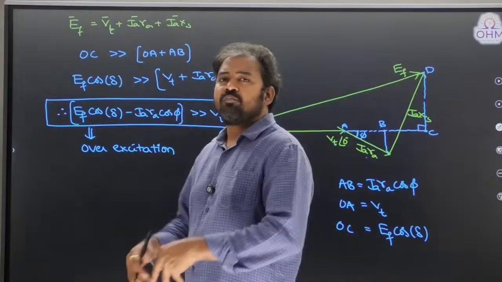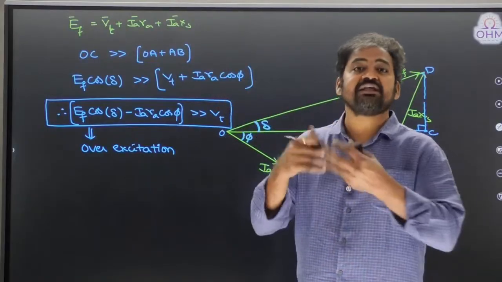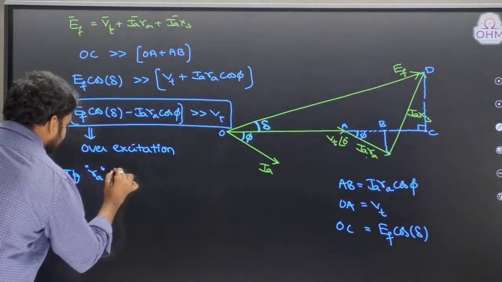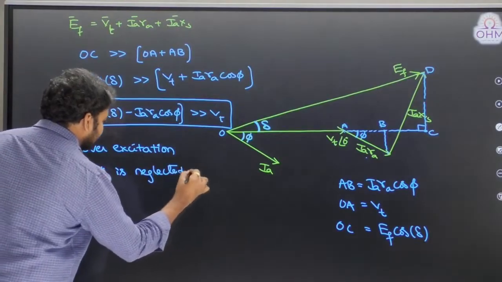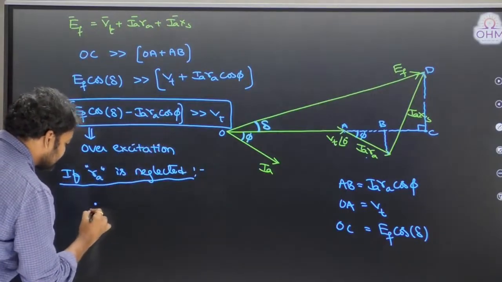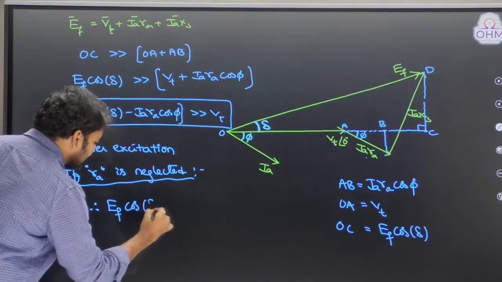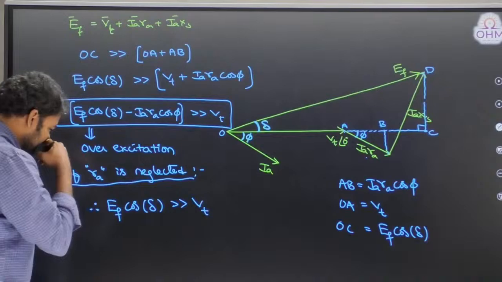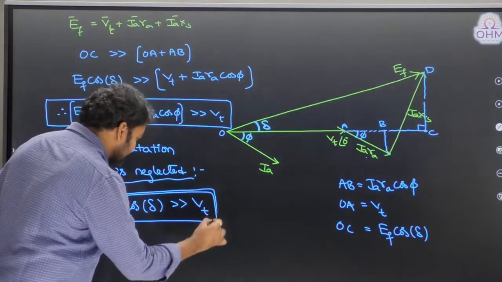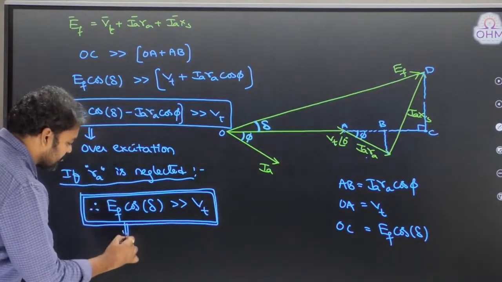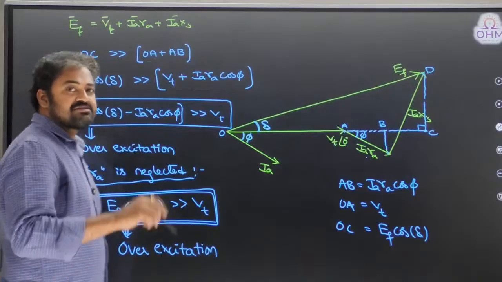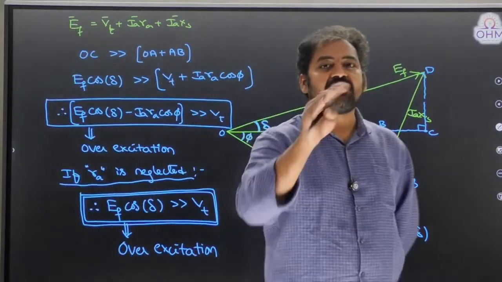But what if RA is neglected? Most of the time we will study this condition by neglecting RA. Okay, suppose RA is neglected, tell me what is going to be this IA RA cos phi. Can I say this becomes 0? Therefore, the condition is simply EF cos delta is greater than terminal voltage. So whenever this condition is satisfied, then you can conclude the system is over-excited. So over-excitation means EF cos delta is greater than terminal voltage.